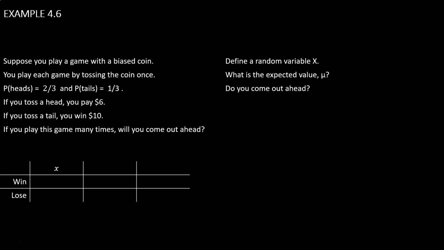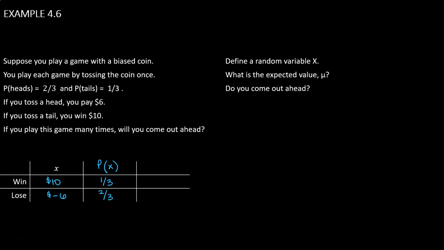First thing we need to do is define our random variable. In this case, it's the amount of money that we are winning or losing. So our random variable is either winning $10 or losing $6. Then we need to enter in our probability for each of these variable values. The probability of winning $10 comes from landing on a tail, and we know landing on a tail has a probability of 1/3. The probability of having to pay $6 is 2/3, because if you land on a head, you have to pay $6, and landing on heads has a 2/3 chance.